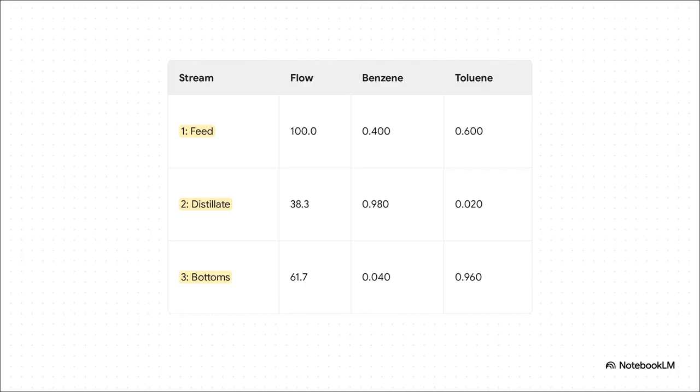And here it is. This is the final deliverable. All of our work, from the problem statement to our calculations, gets summarized cleanly and professionally in a stream table like this one. This is exactly what would accompany the process flow diagram, giving any engineer all the essential data for the feed, distillate, and bottom streams in one clear format.